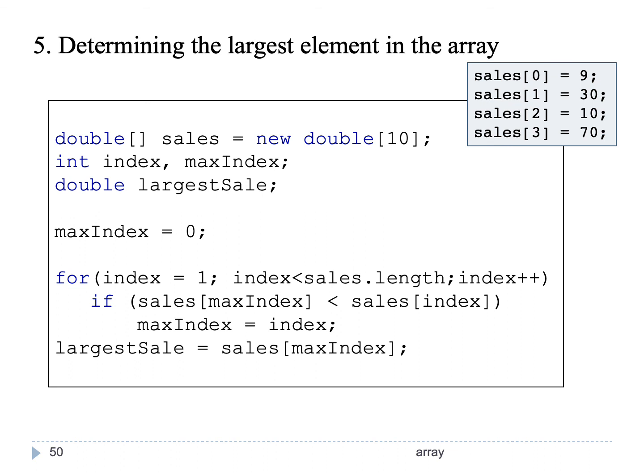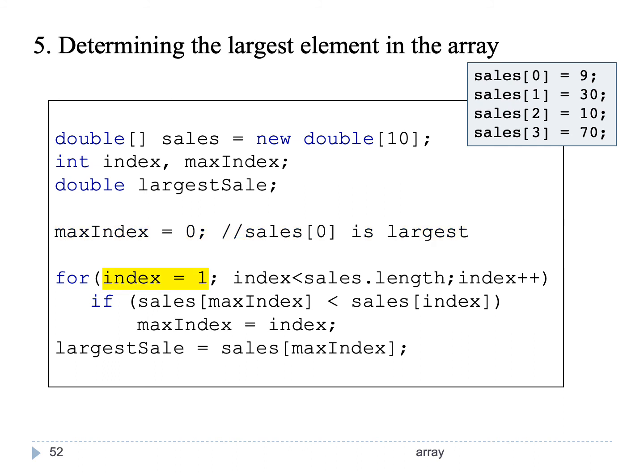This code here can be explained much more easily when we have numbers. Say that we assign the value 9 to sales[0], sales at index 1 is 30, sales at index 2 is 10, and sales at index 3 is 70. The rest of the elements are 0. We set maxIndex equal to 0, so we basically say that sales at index 0 is currently the largest element.